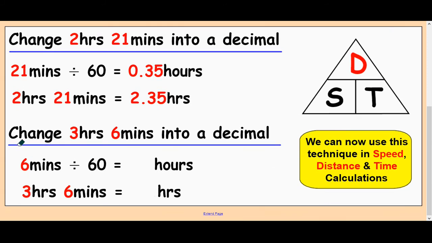Okay, last one here, 3 hours and 6 minutes, so we should know that's 3 point something. Sort your 6 minutes out, 6 minutes divided by 60, that's 0.1, and then your answer should be 3.1 hours. So when you're doing these kind of calculations in the book, I would make sure you write it out like this. Just divide your minutes by 60 and write your final answer underneath.